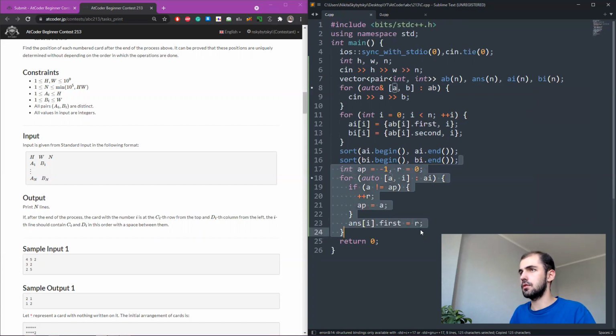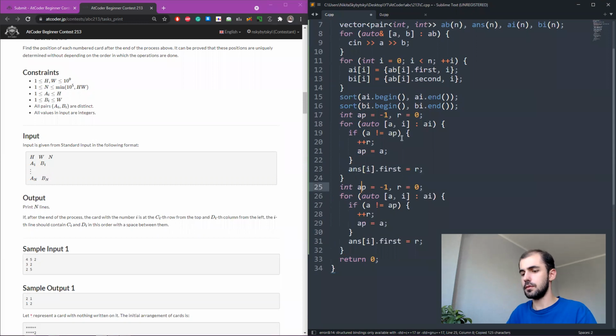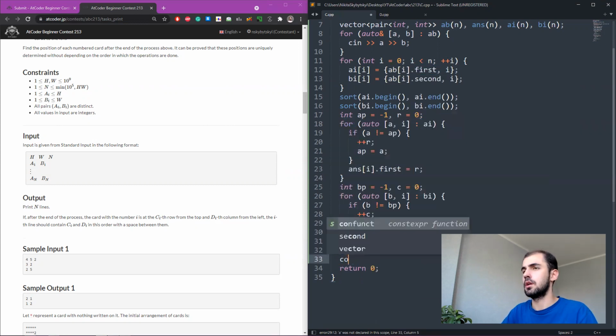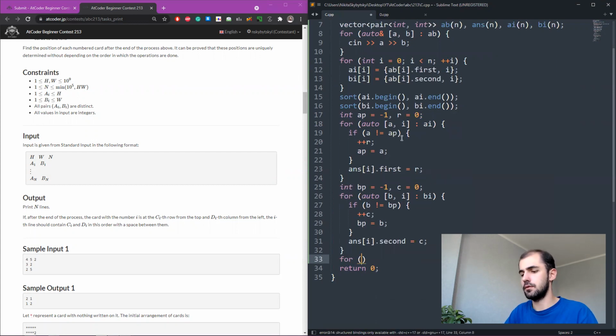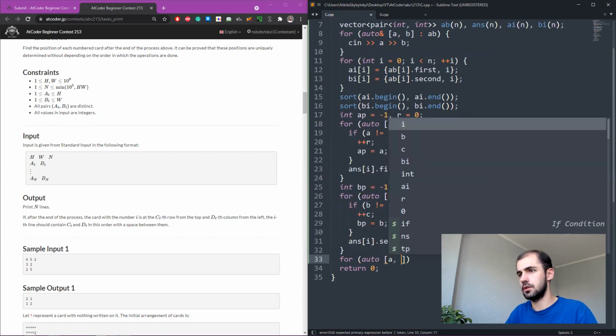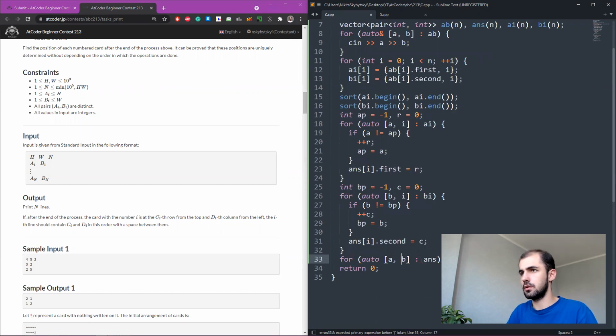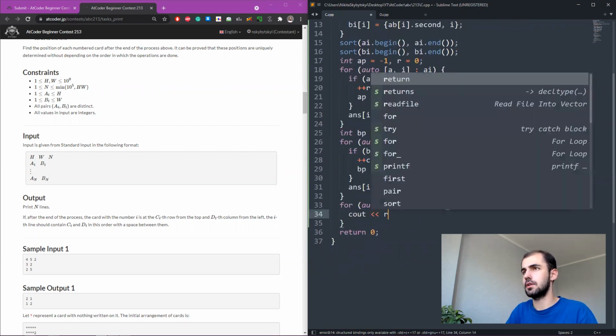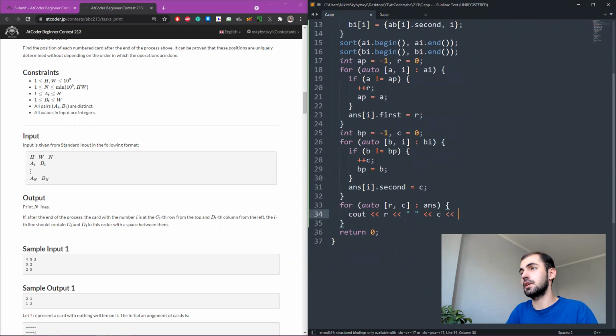More or less the same code will go for B. I need previous B column, BP here and there, B column, once again B, second, and column. And once answer is fully filled, I can just loop over rows and columns in the answer, and I will print them like that, I believe.